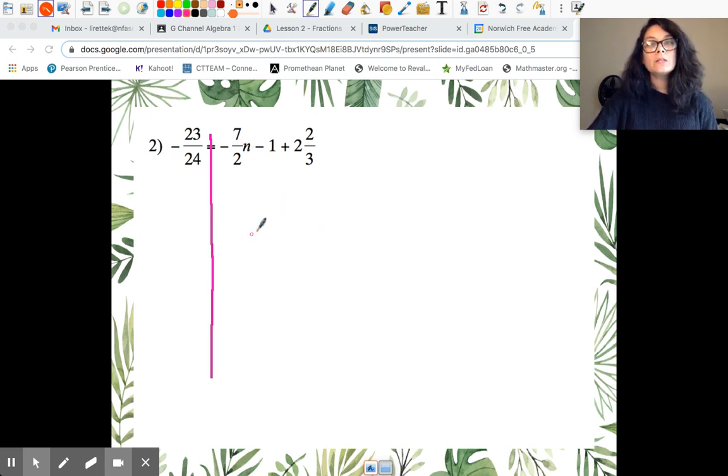The next step is to combine like terms. Well, if I look on the right side, I've got multiple terms. I've got a variable term, a constant, and another constant. So these two constants here, -1 and +2 and 2/3, I can combine these. So again, I can use my calculator. So I'm just going to clear it. So the 1 is negative, so I got to type that first. -1 plus 2 and 2/3.